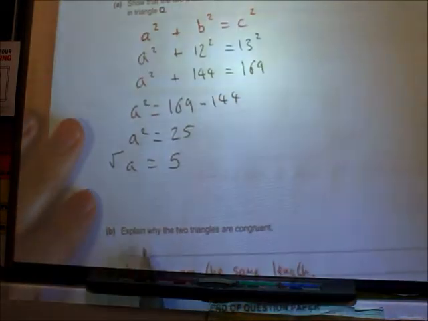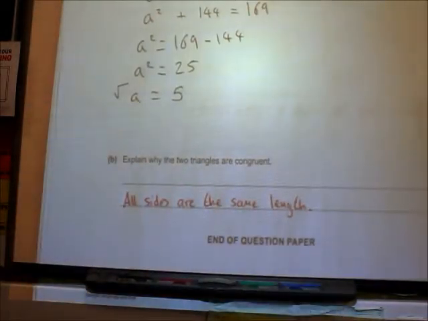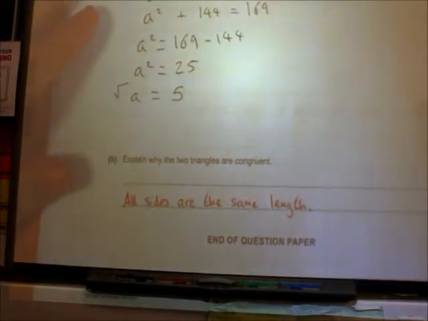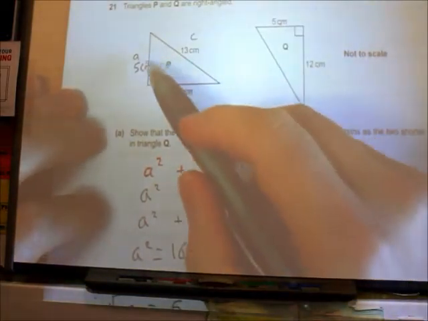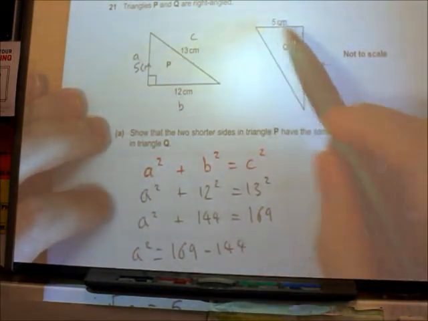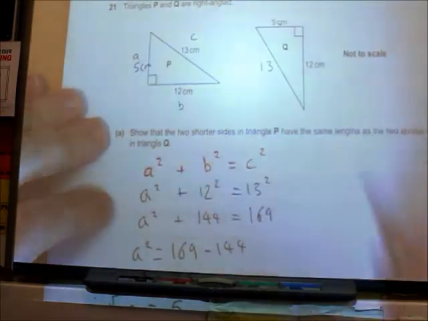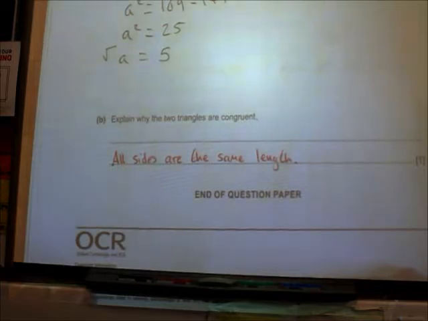Next one. Explain why the two triangles are congruent. Congruent, it's a strange old maths word we use. It basically means show that they're the same. And we can show or explain that they're the same because all the sides are the same length. That's 5 and 12, that's 5 and 12, that's 13, but because these 5 and 12s are the same and there's a right angle there, this must also be 13. So all you need to say is all the sides are the same length.